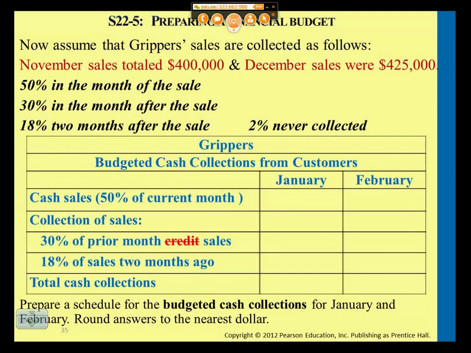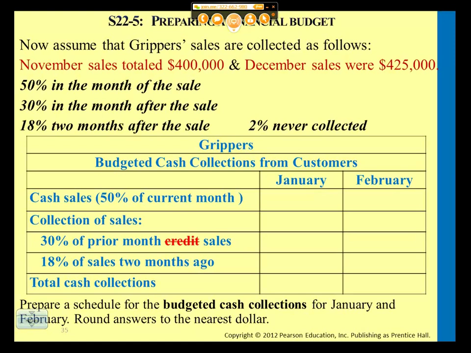Okay, so let's try this. We're going to do 22.5, and I think I've seen it in your homework, right? Okay, so let's now assume that this company's sales are collected as follows. November sales totaled 400,000. It's from your book, right?